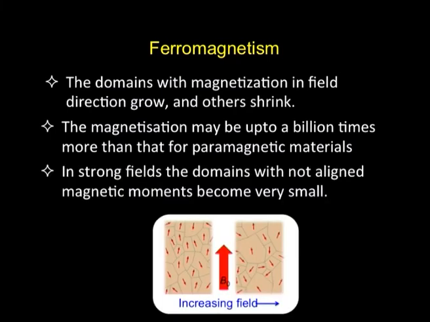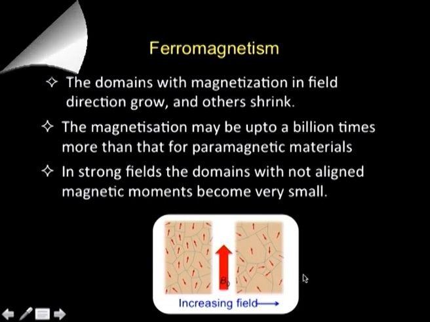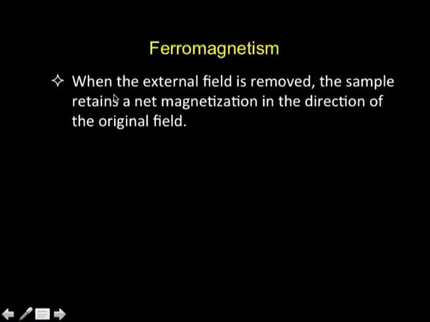And if I continue increasing the field, that is, in strong fields, we find the domains which are not aligned with the magnetic field become very small, and primarily those domains wherein the net magnetization is aligned with the field sustain. Now, at this stage something very significant happens: if I remove the magnetic field, the sample retains the net magnetization in the direction of the original field.